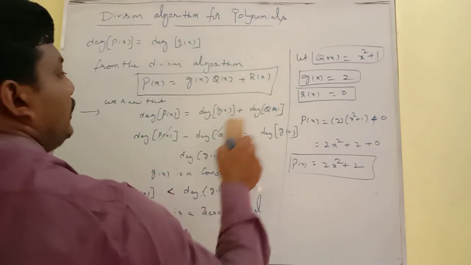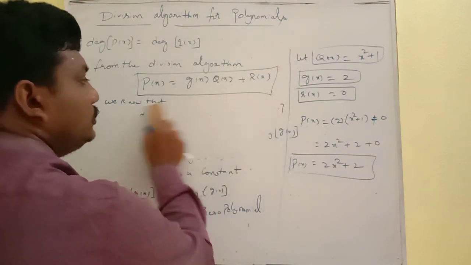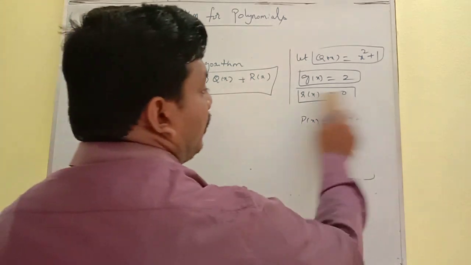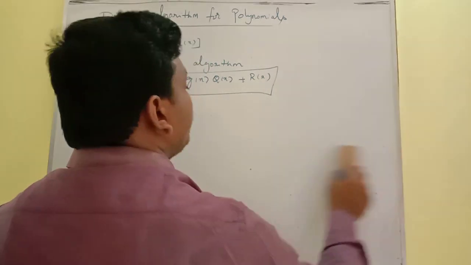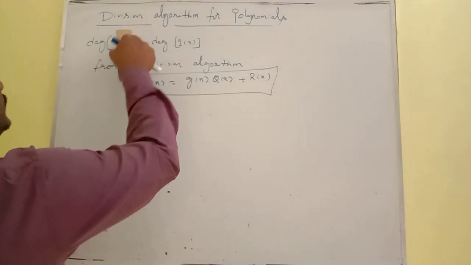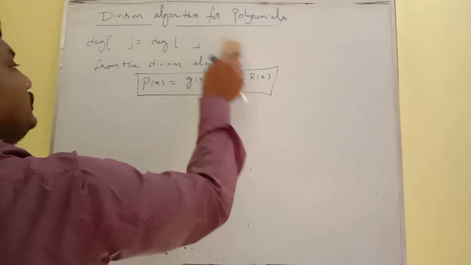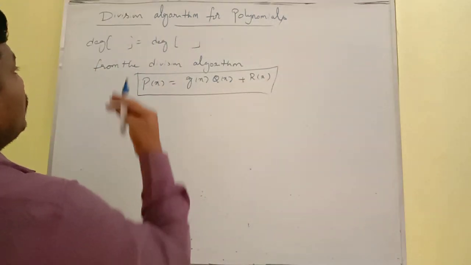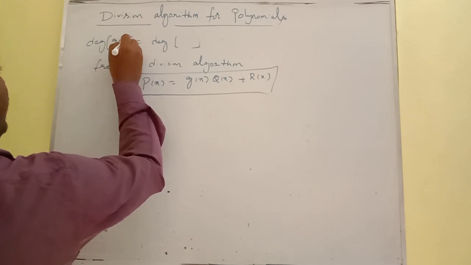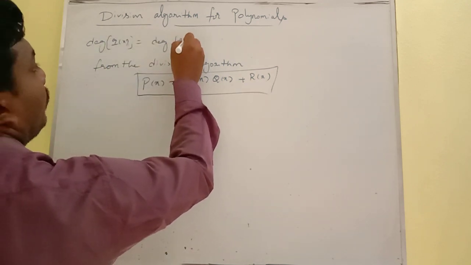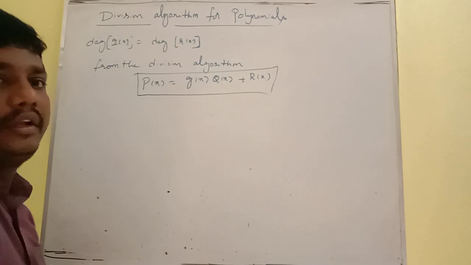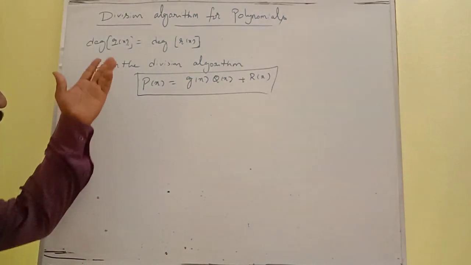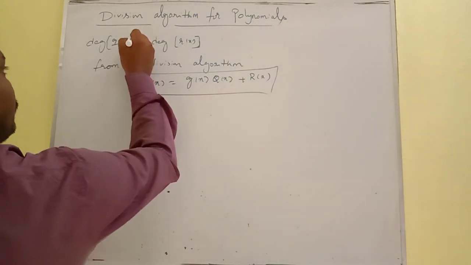The question is: degree of q of x is equal to degree of r of x. How to solve this one? For this question also, this is from the division algorithm.